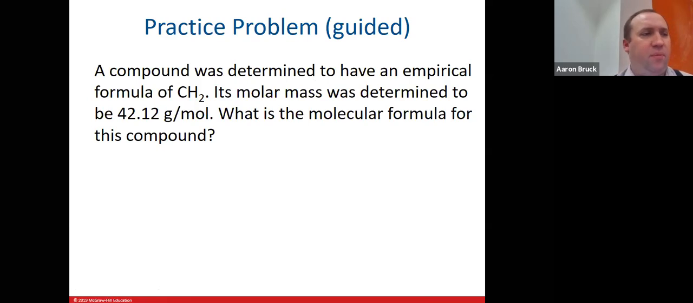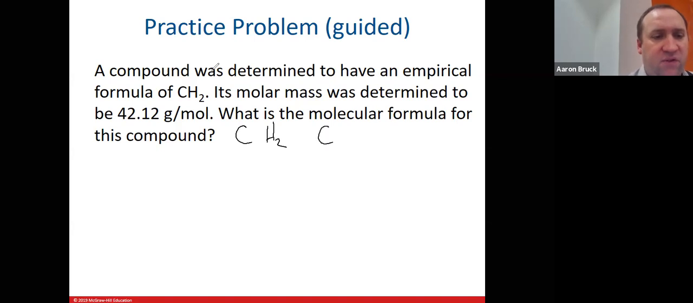We've determined that an empirical formula of a substance is CH2. The molar mass is determined to be 42.12 grams per mole. What is the molecular formula for the compound? Well, the first step, we are told that we have CH2. So to find its molar mass, I need the mass of carbon plus the mass of 2 hydrogens to find the empirical mass.